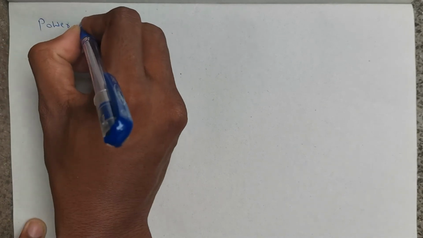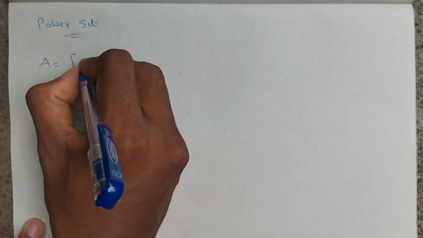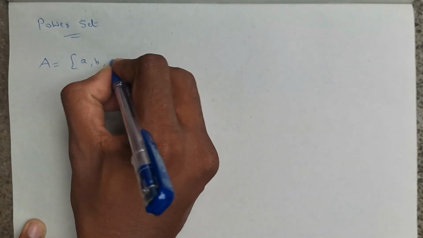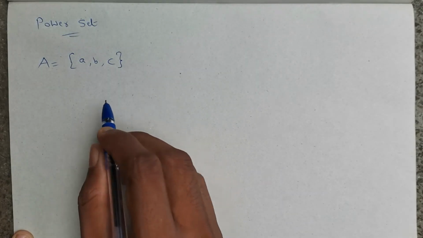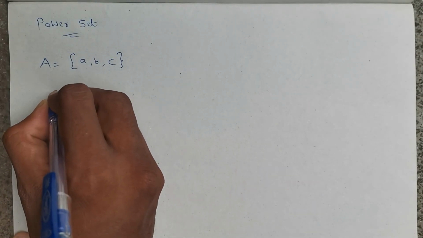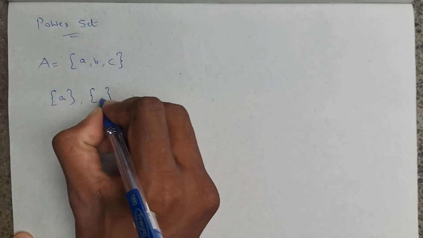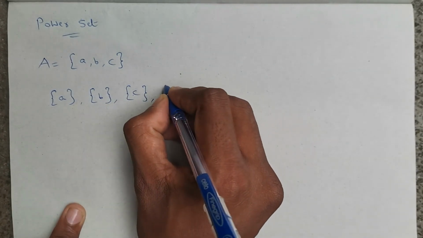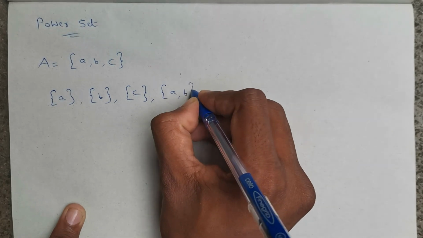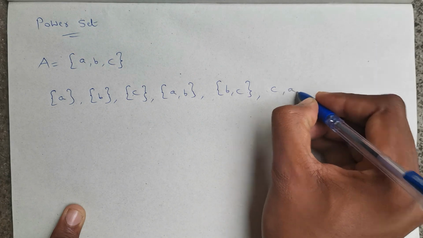And the next one is power set. For example, if we have a set A with a, b, c elements. Now I am going to write all the subsets of this set A. Element a alone, next element b, then element c. Now two elements together, a, b, then b, c, then c, a.